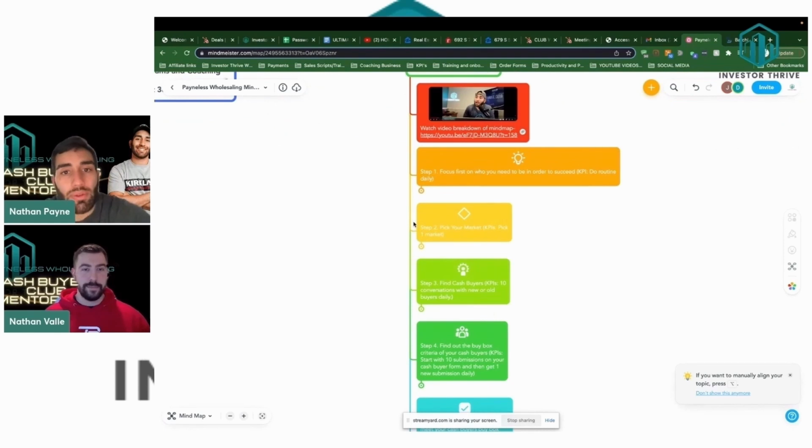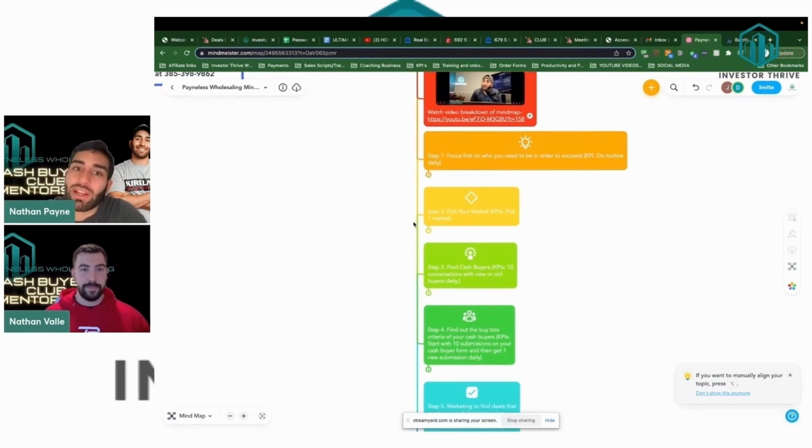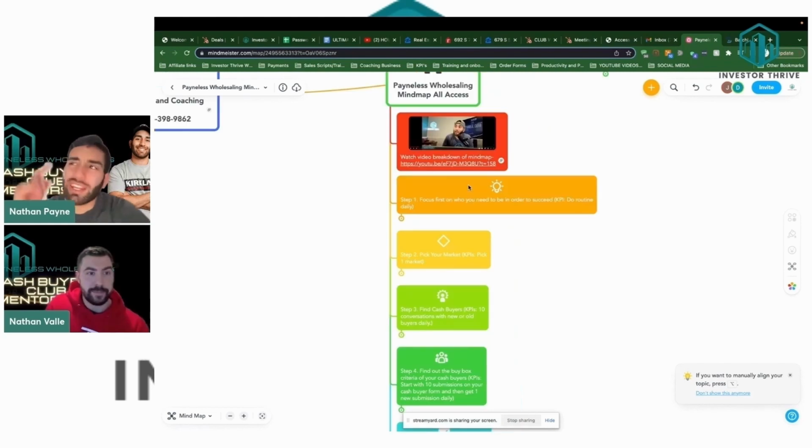Now, on the mind map, guys, the first step I tell people to do is get your mind right. If you can't handle rejection, or you don't have a why for doing this, it's going to be really easy to quit. That's why you've got to get the right mindset, because the people that are exiting have the wrong mindset. I believe right now the opportunities to structure deals with people are going to be really good. So after you get your mind right, you pick one market.